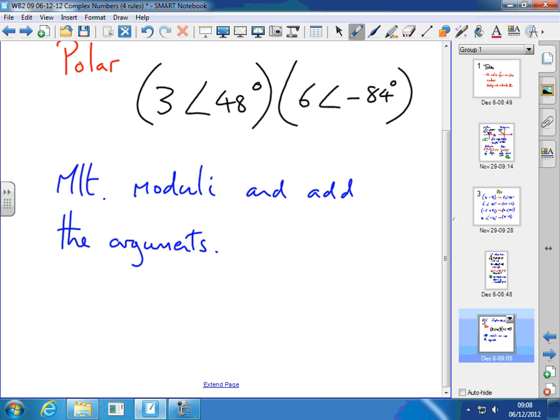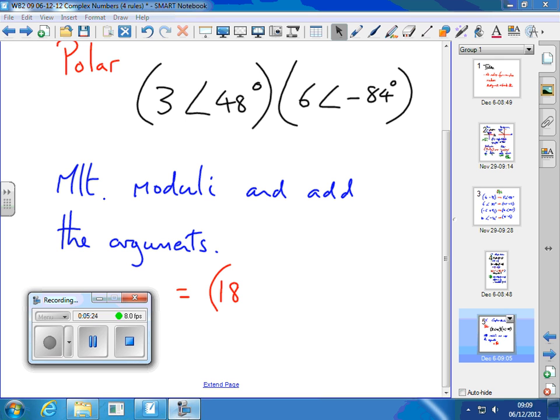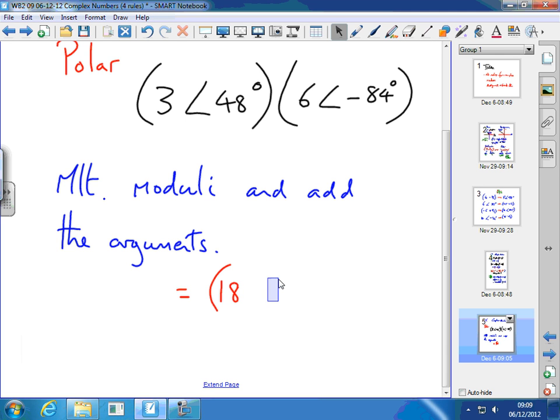Angles. 48 plus minus 84. So what's 48 minus 84? And that will be the angle. Straightforward, isn't it? Multiply the moduli and add the arguments. So you get 6 3s are 18. Angle 48 minus 84. 48 minus 80 is minus, oh, I can't do it, minus 48. That's not right, is it? Is minus 36.